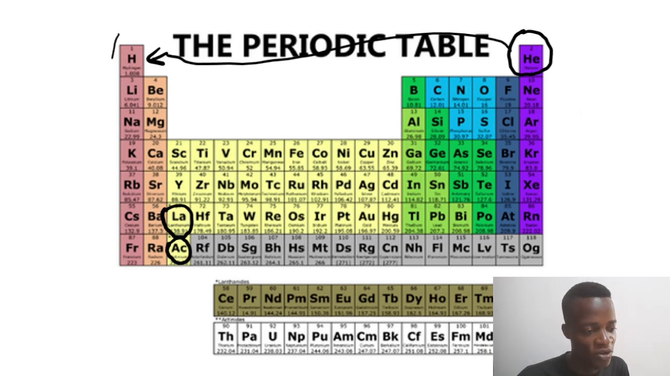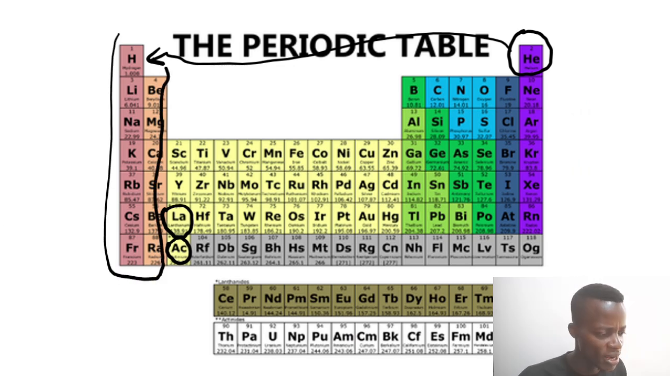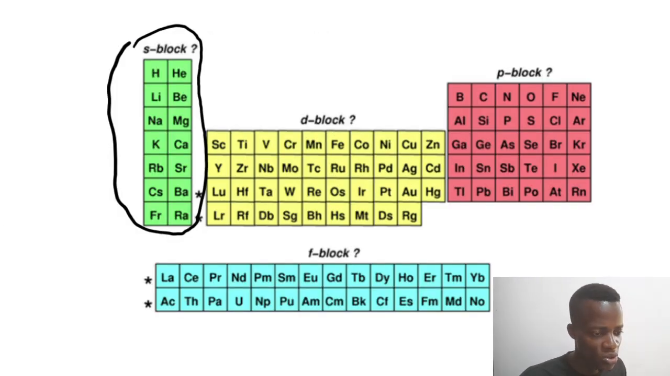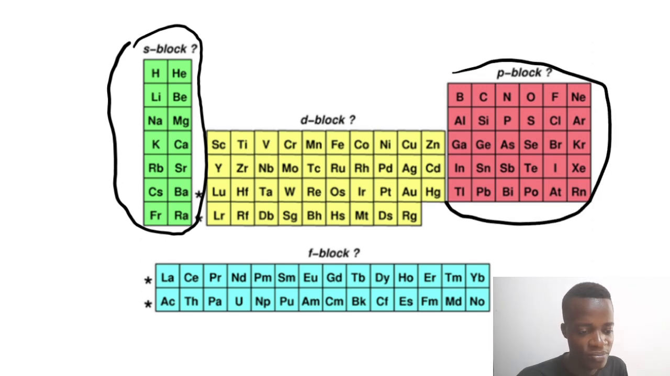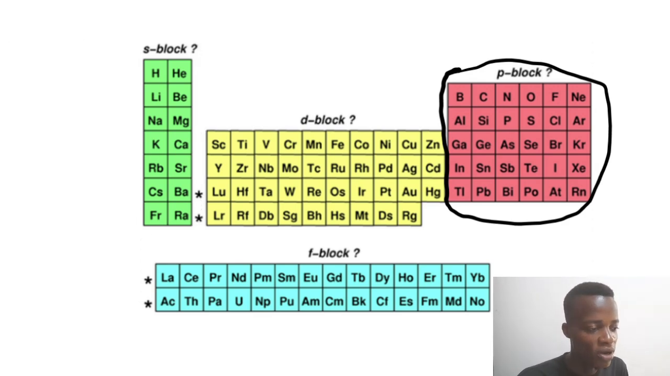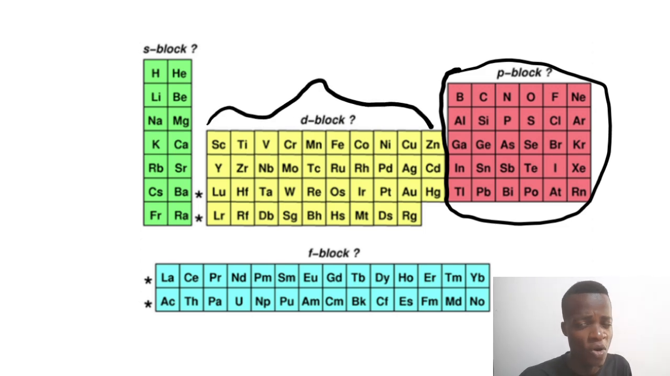Meaning, if you go back to the previous one, all these are S block elements. So these are the S block elements. All the elements on this side are the P block elements. We call them the P block elements. And then the ones in the middle are called the D block elements. So all the D blocks are here, from here to here. So we are first dividing the elements into blocks.